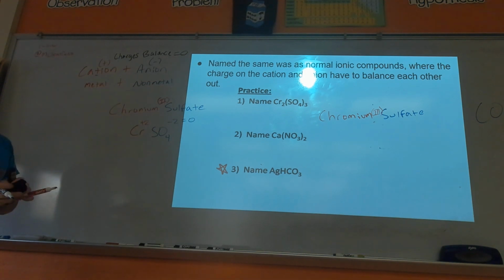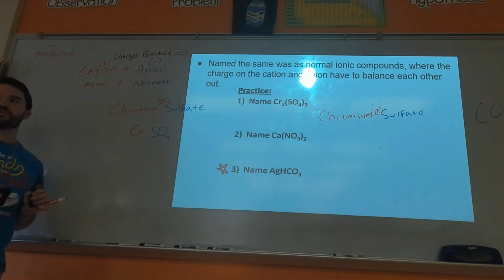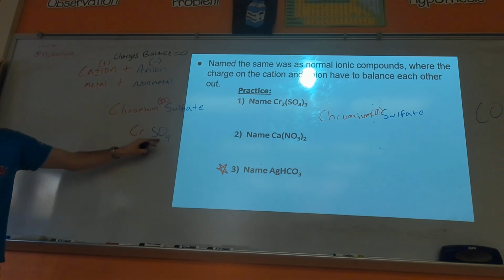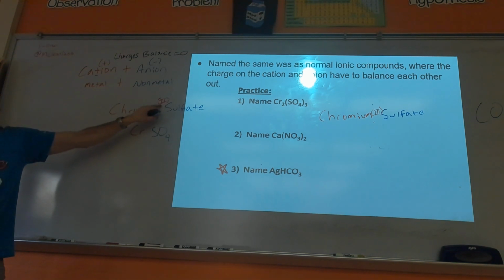So chromium 2 sulfate would just be CrSO4. Without parentheses. No parentheses, because you don't need a second sulfate. You don't need to change the number of sulfates. You don't put the 2 for the chromium? Nope, you only put the 2 in the full name.